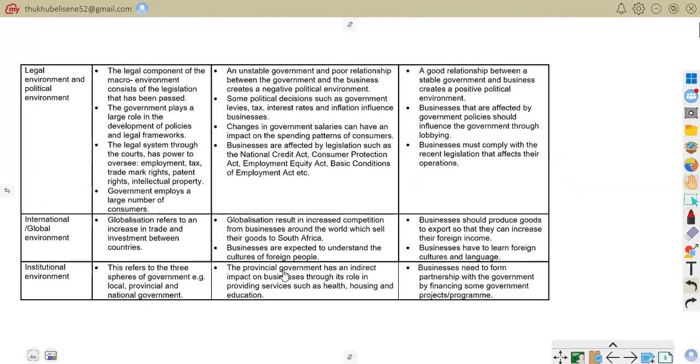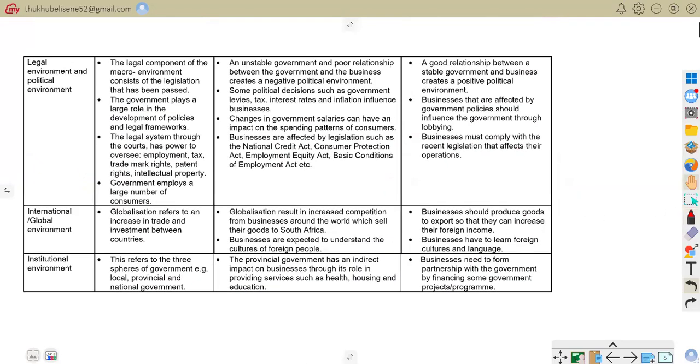Now we come to the legal environment and political environment. With the legal environment, you are going to go straight to the description. The legal component of the environment consists of legislation that has been passed. So it means the government sets rules business must follow. For example, you can talk of labor laws.